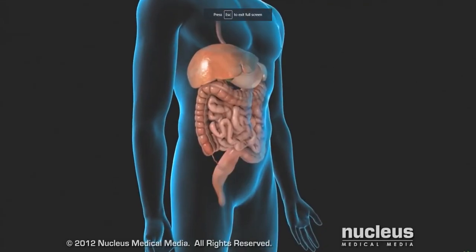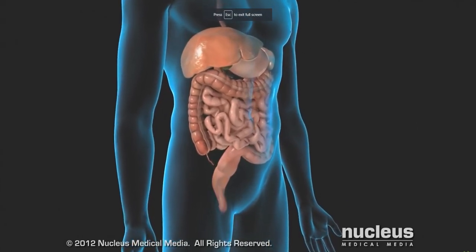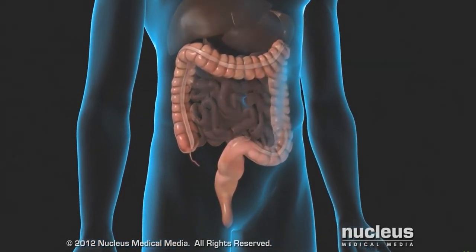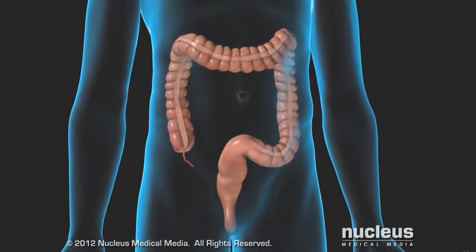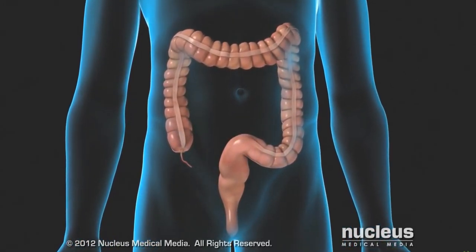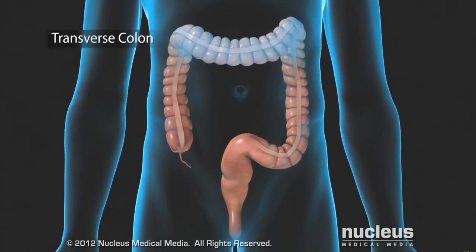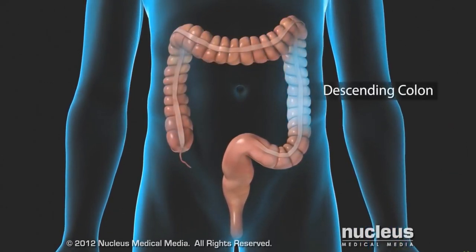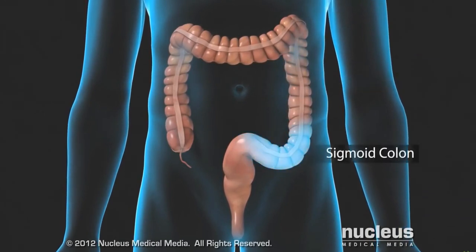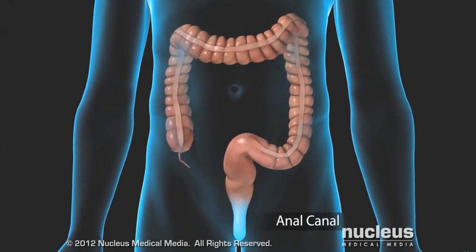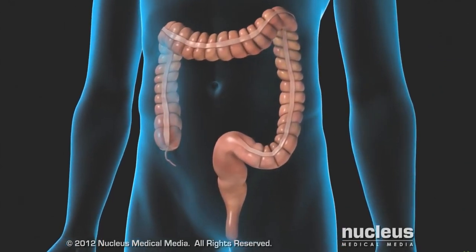Diverticular disease is a condition occurring when pouches form toward the end of the large intestine. Your large intestine, also known as your colon, includes the cecum, ascending colon, transverse colon, descending colon, sigmoid colon, rectum, and anal canal.